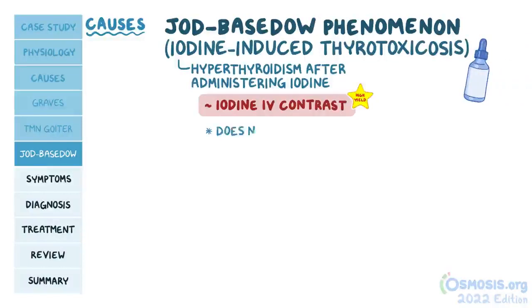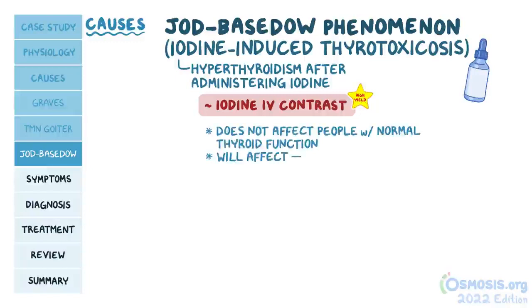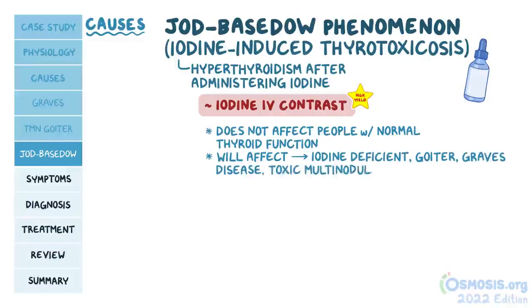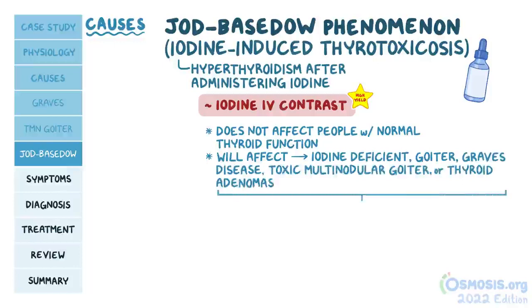The phenomenon does not affect people with normal thyroid function, but will affect individuals that are iodine deficient and have a goiter, or in people with Graves' disease, toxic multinodular goiter, or thyroid adenomas. The key point is that all of these disorders have autonomous thyroid tissue that act independently of TSH regulation. So, when there's extra iodine, it provides more material for thyroid hormone production without negative feedback from decreased TSH.